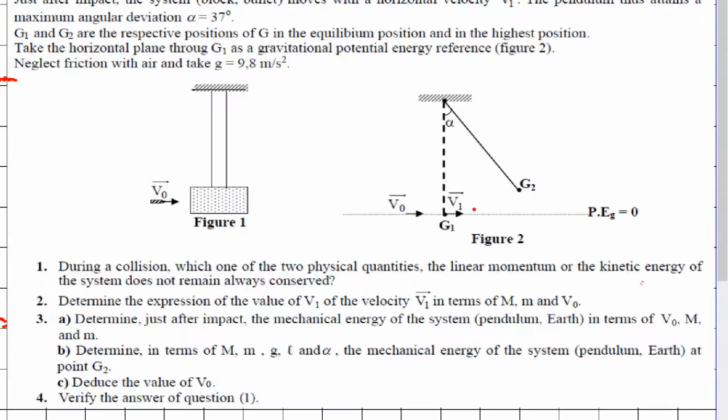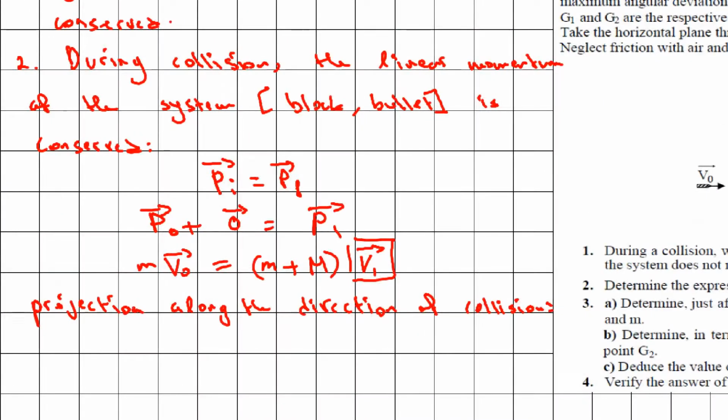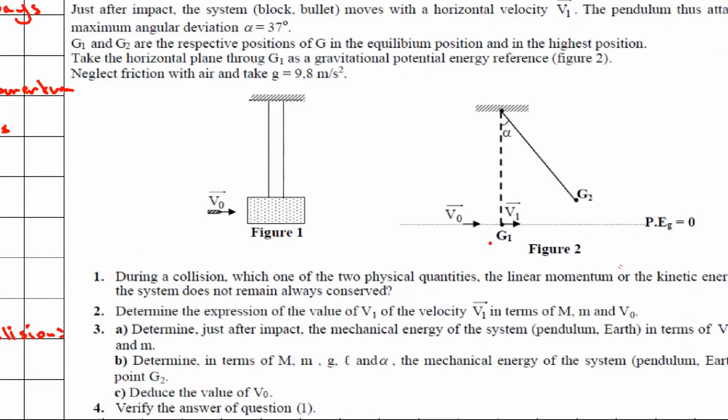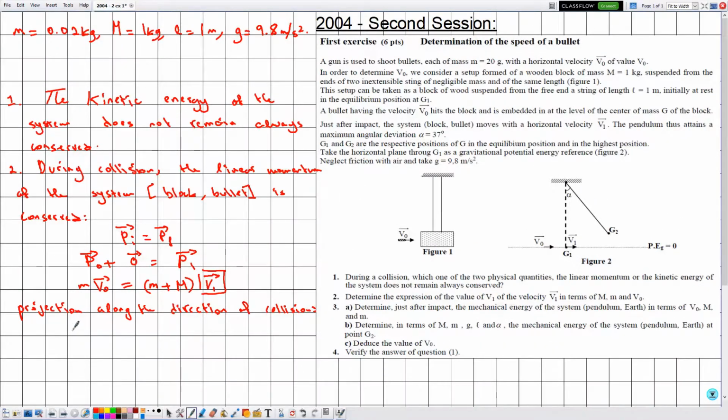So the direction of collision is from left to right, so this is the positive direction. Now we'll drop all the vector quantities, and each vector quantity will carry a plus or minus sign. No need to worry about the cosine because everything is collinear. So notice that v0 is pointing in the positive direction of the collision, so this is plus m v0, which is equal to, now because we want to determine v1, no need to project v1. If v1 is positive, then it will be in the positive direction. If it's negative, it will be in the negative direction.